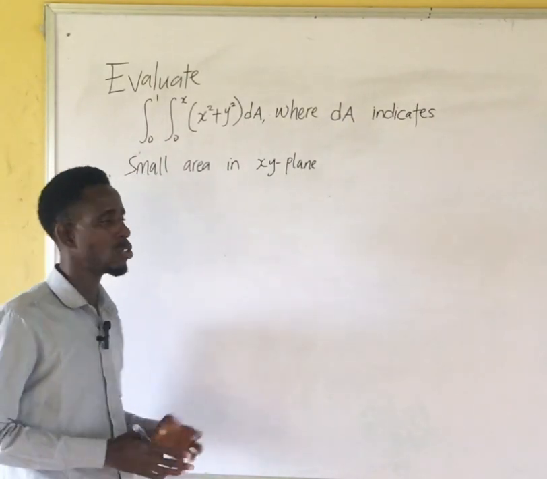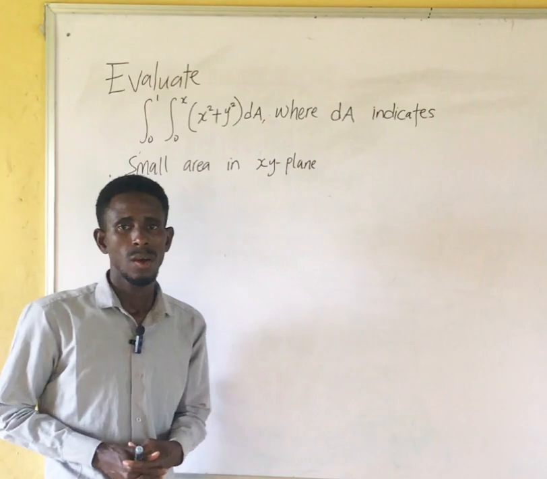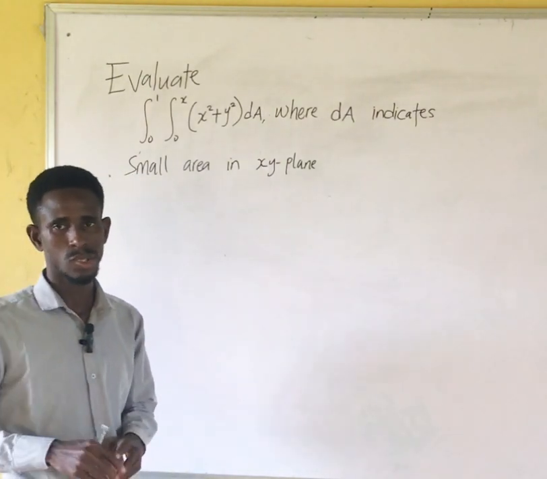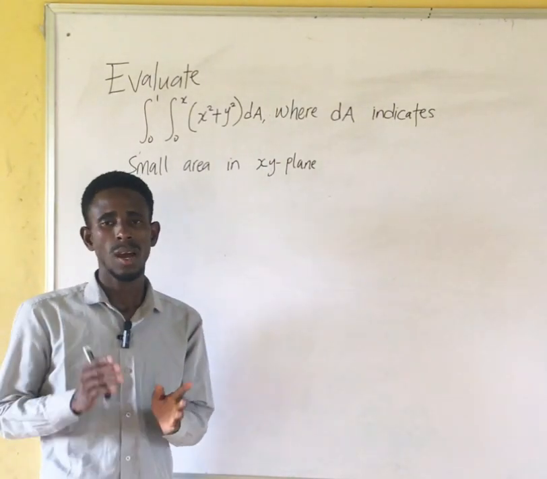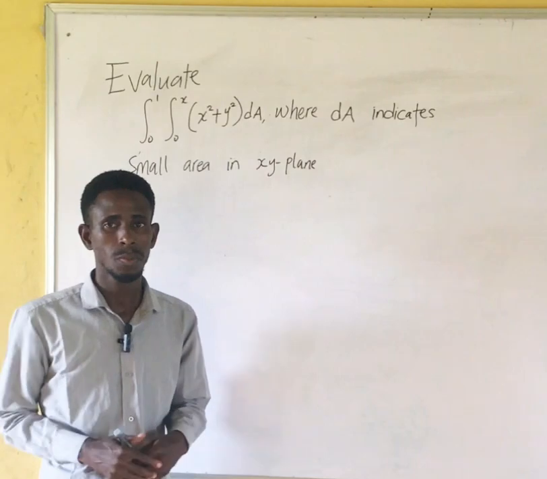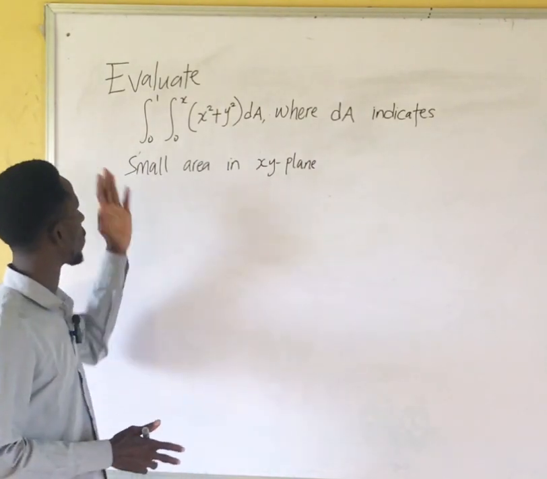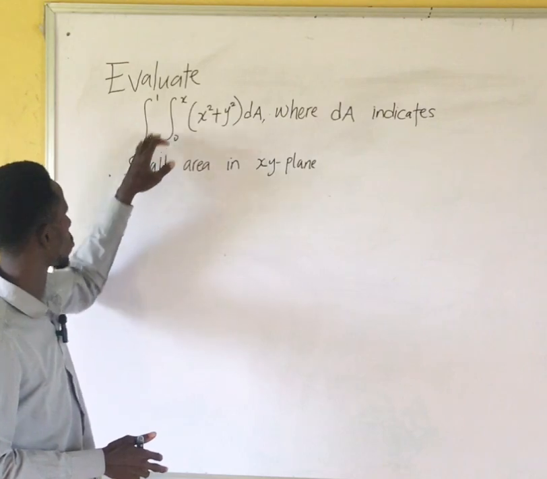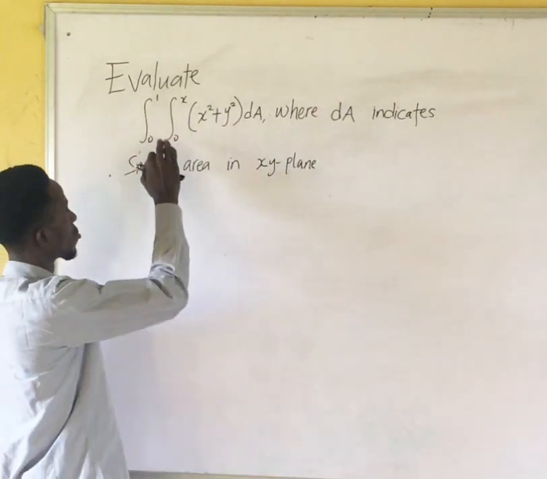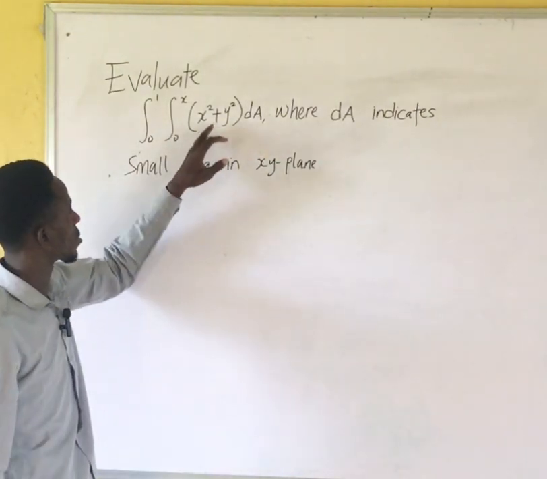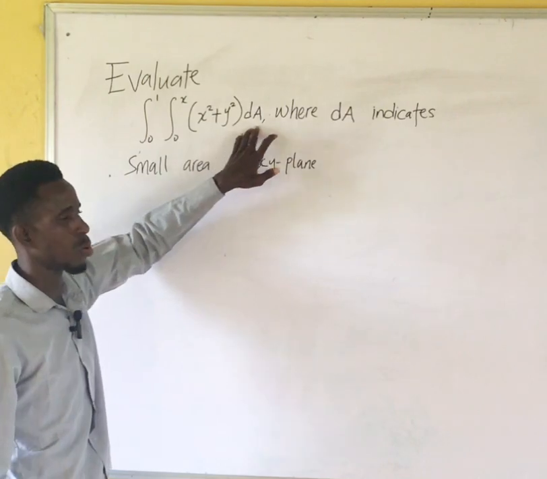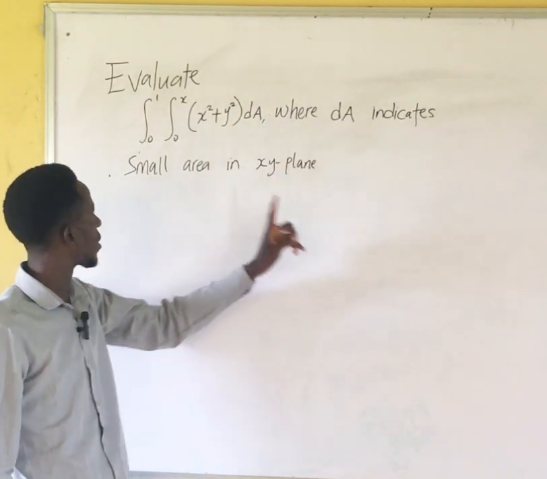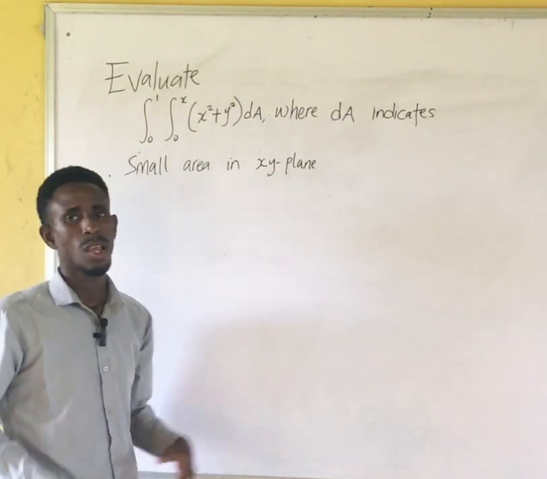We are going to be having a double integration here to do, and I'm going to show you how to do this. You have to do one after the other. So in this situation we have: evaluate the integral from 0 to 1, and the integral from 0 to x, of x squared plus y squared dA, where A indicates small area in xy.